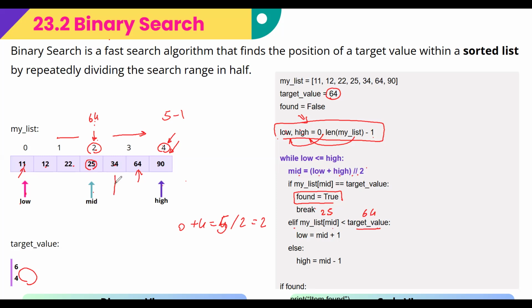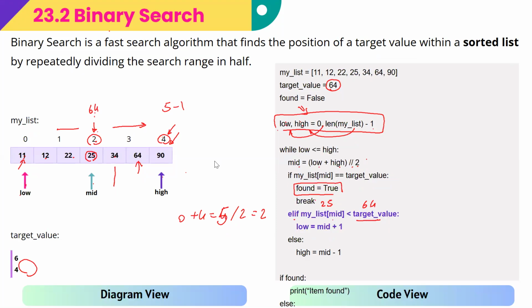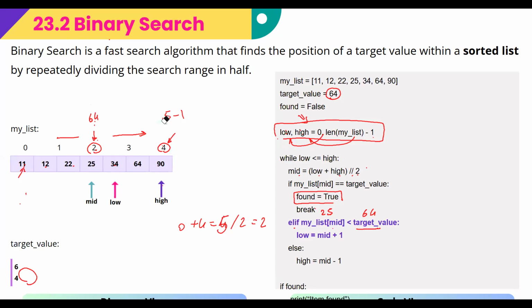Let me move these slides. So we come here because we are searching for 64. We come to this portion. If we come to this portion, do you notice where the low is now pointing? The low moved.